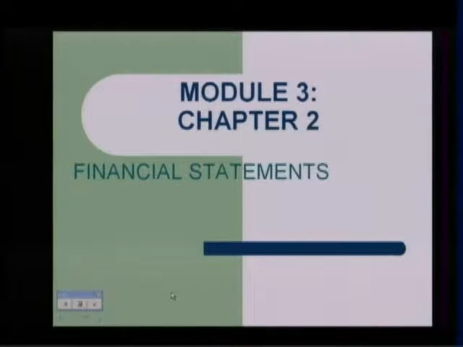Welcome to Module 3 of Accounting 5000. In Module 3 we're going to start the first part of Chapter 2. Module 4 will be a continuation of Chapter 2 where we talk about the theory behind what we're going to do today. What we're doing to start out with in Chapter 2 are the financial statements.